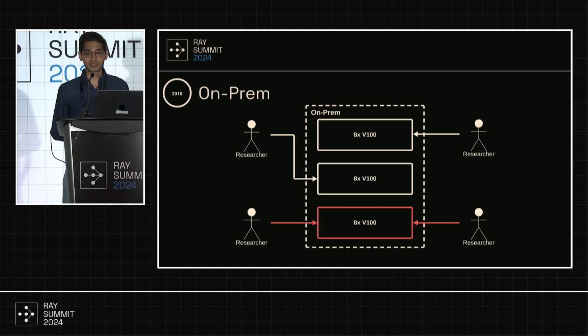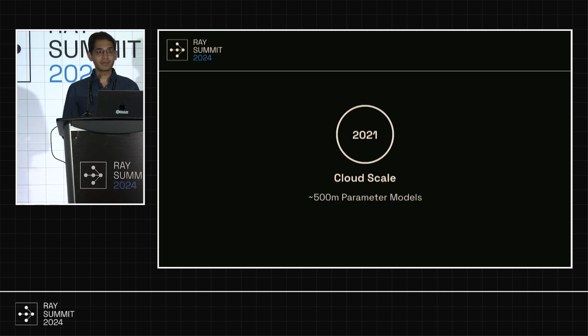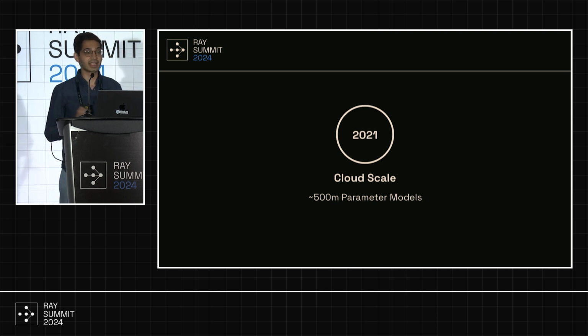Well, because the team was so small, they could kind of just work it out person to person, and it wasn't much of a problem. And this is literally what shipped models in production back in 2018. But that was all that was needed. Then we come to 2021, where we entered the cloud scale.